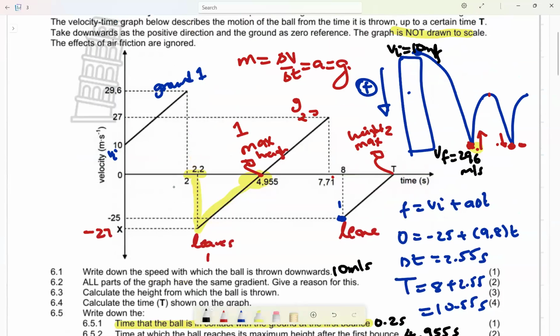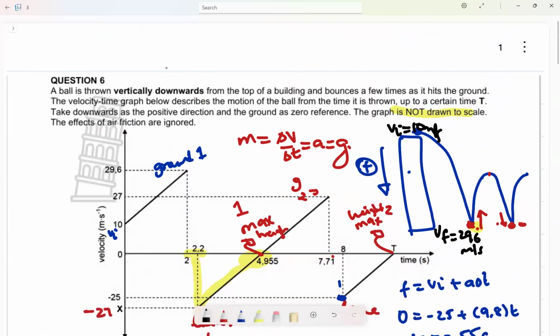Okay, so that is it for this multiple-part vertical projectile motion question where we dealt with graphs. So thank you very much. I hope you enjoyed.